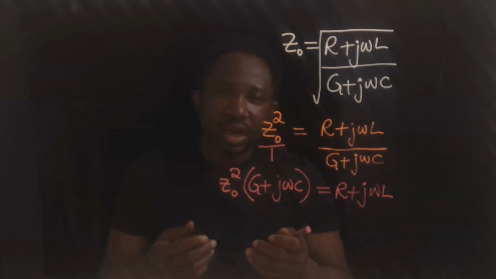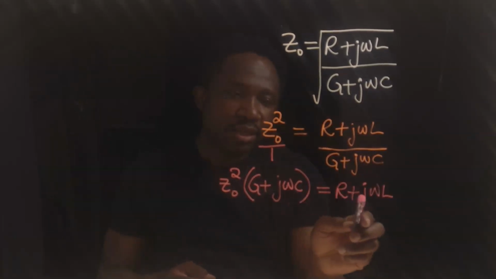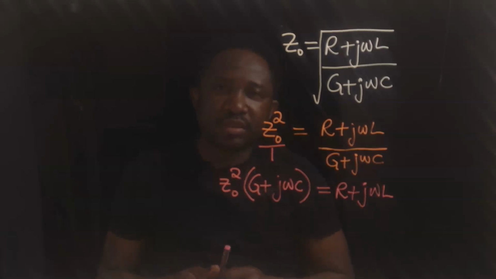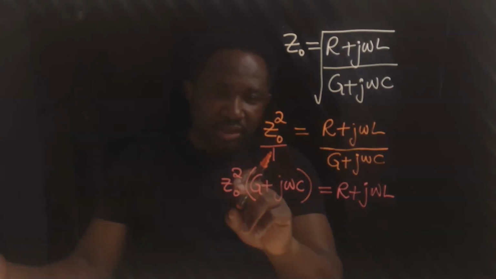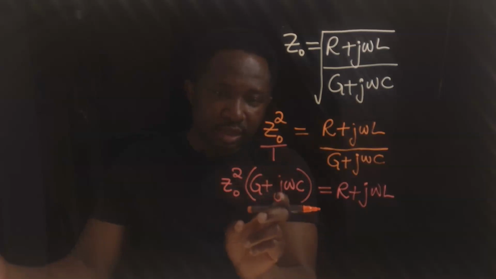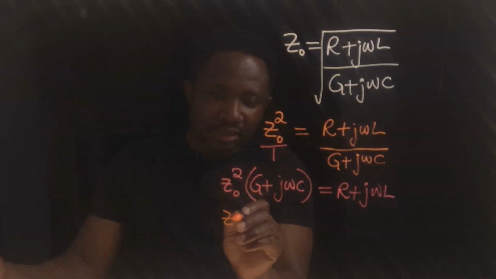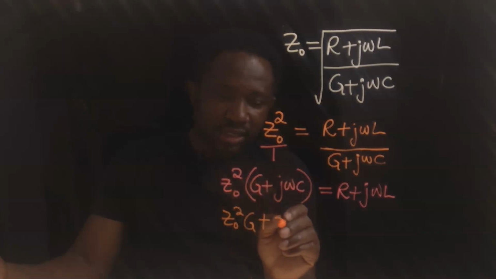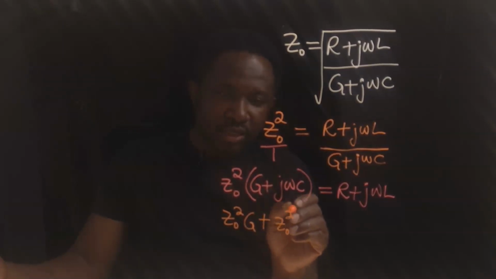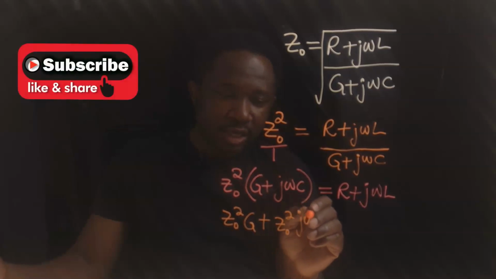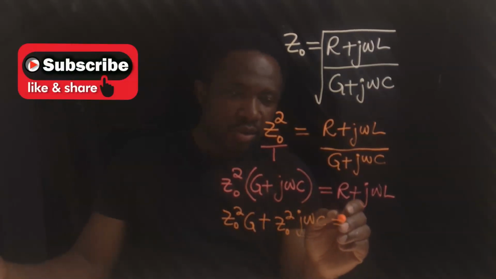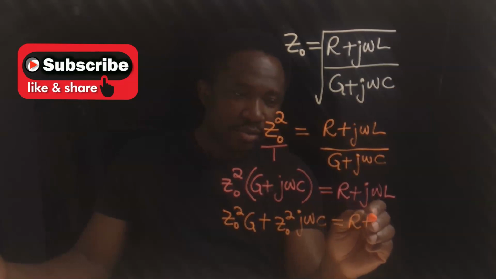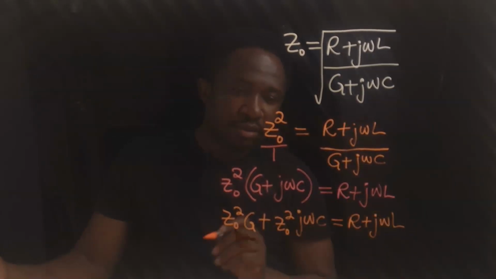jwl. Our aim is to make w the subject, but w is enclosed in this bracket. We're going to expand this bracket, and we're going to have that z subscript 0 squared will multiply g plus this z subscript 0 squared will multiply jwc. On the other side, we're going to have r plus jwl.